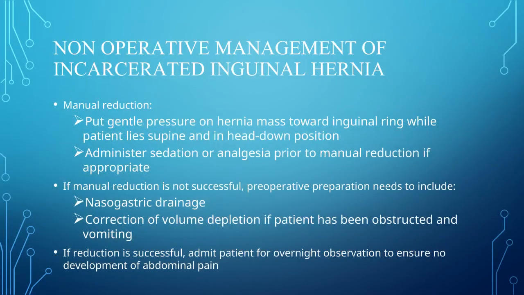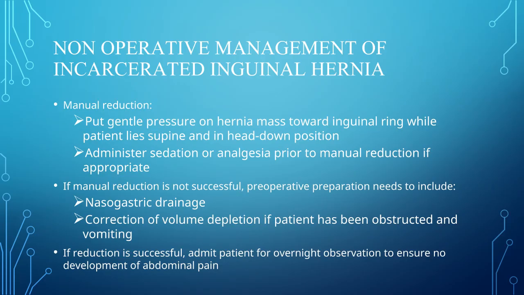Non-operative manual reduction technique is as follows. Position the patient supine in a slight head-down, Trendelenburg, position to relax the abdominal wall. Administer sedation or analgesia to reduce muscle guarding. Apply gentle, steady pressure on the hernia mass, guiding it towards the inguinal ring. If manual reduction fails, the patient requires urgent surgery.